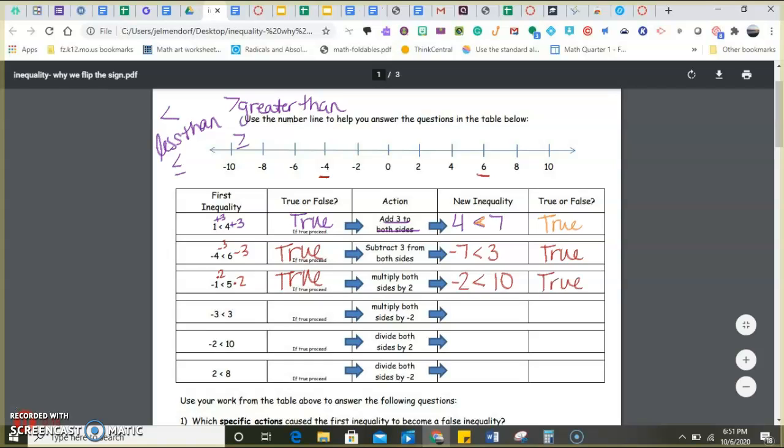So then I'm going to look at the next one here. I have -3 is less than 3. This is still a true statement, so I'm going to proceed to the next step. This says that I need to multiply each side by -2. So I'm going to multiply this by -2, and I'm going to multiply this by -2. -3 times -2, I'm going to get 6, is less than 3 times -2, and I'm going to get -6. Is this still a true statement? Nope.